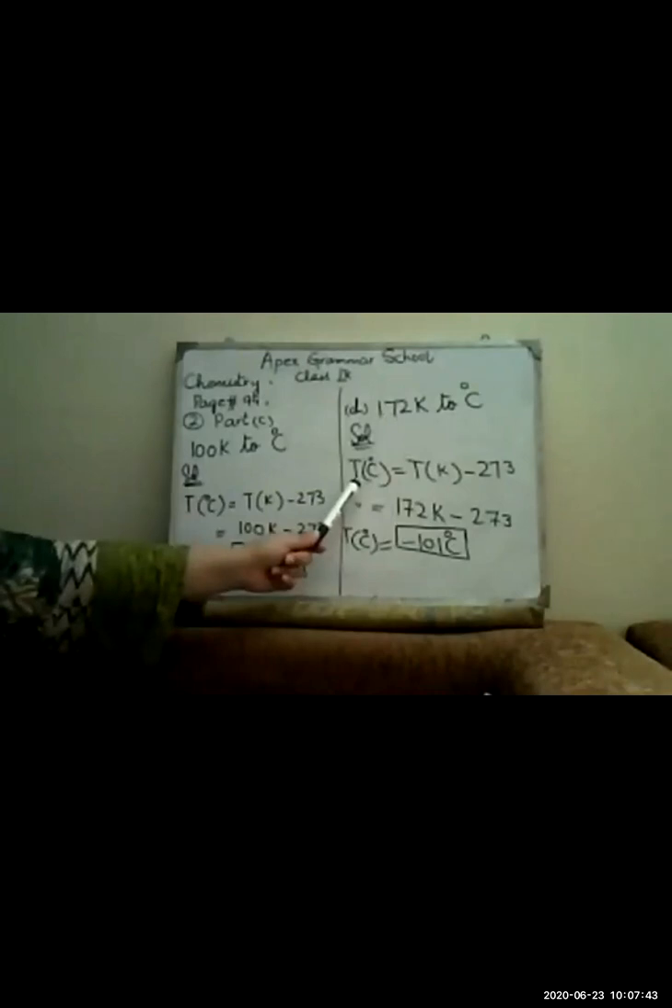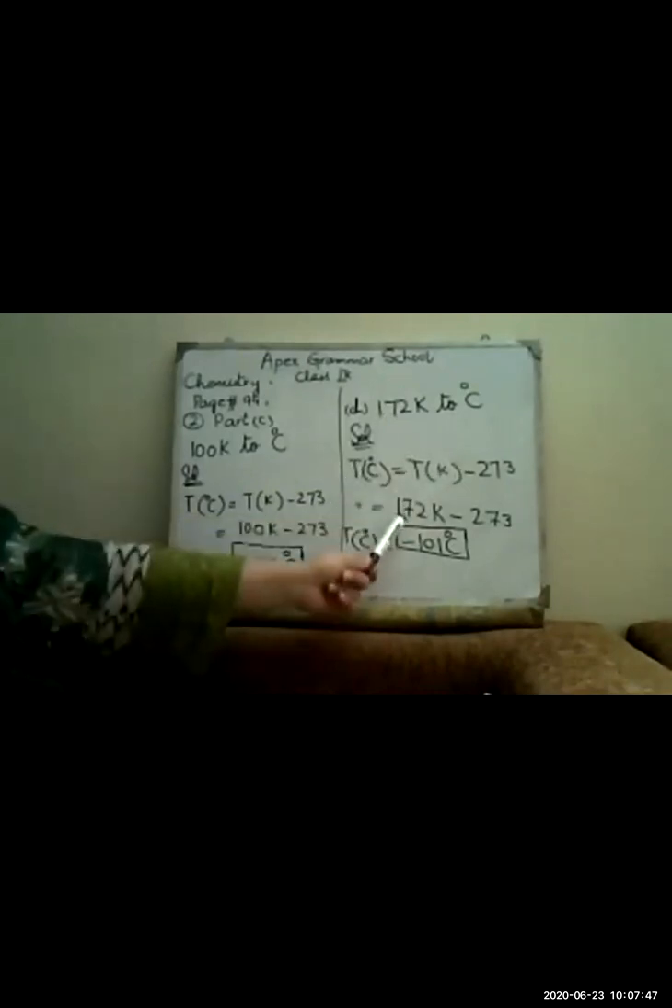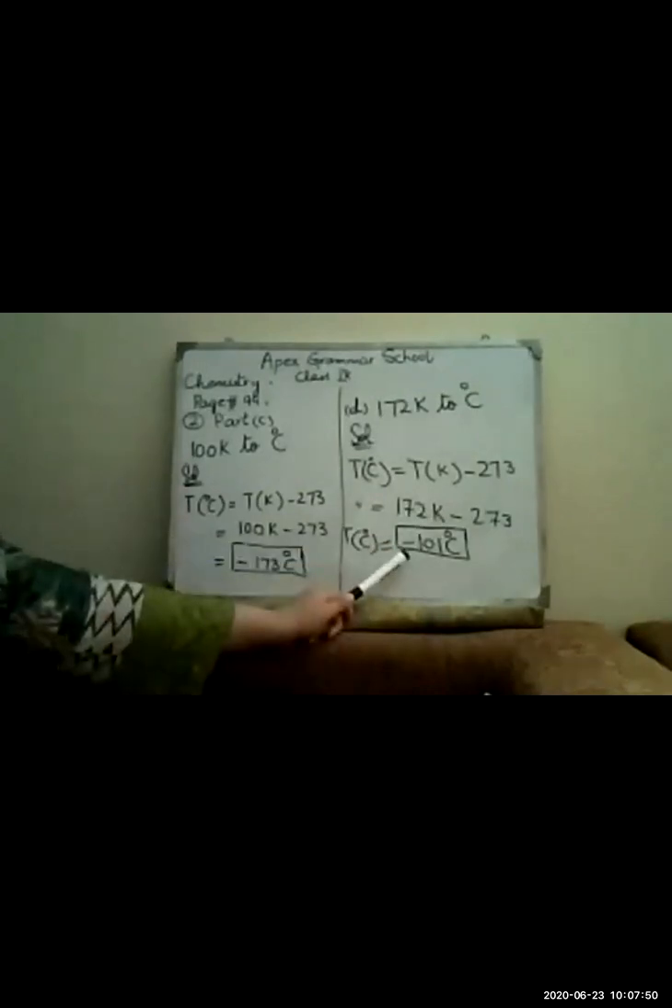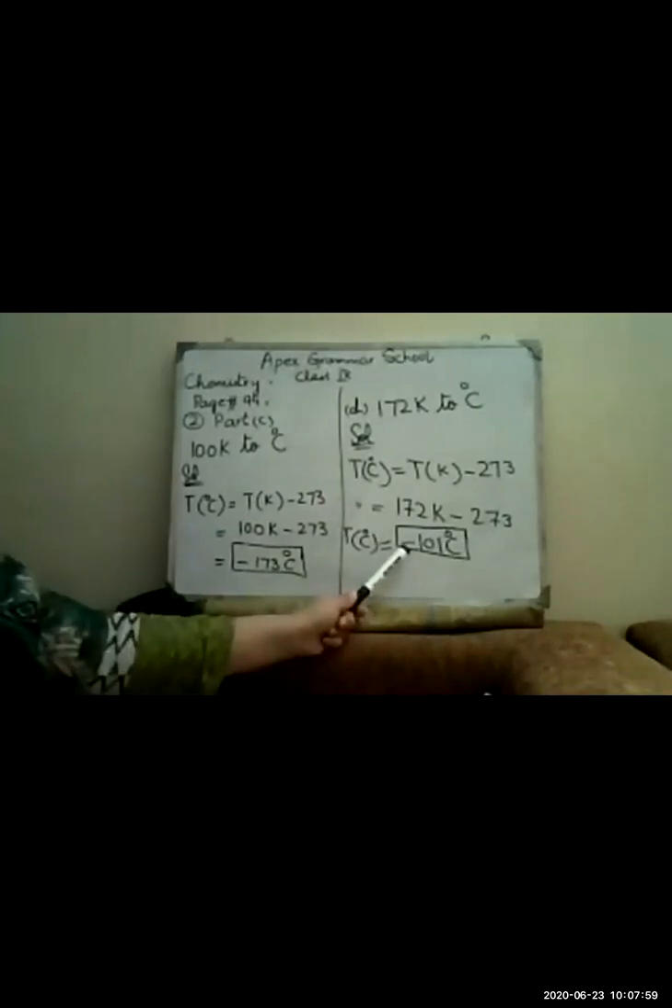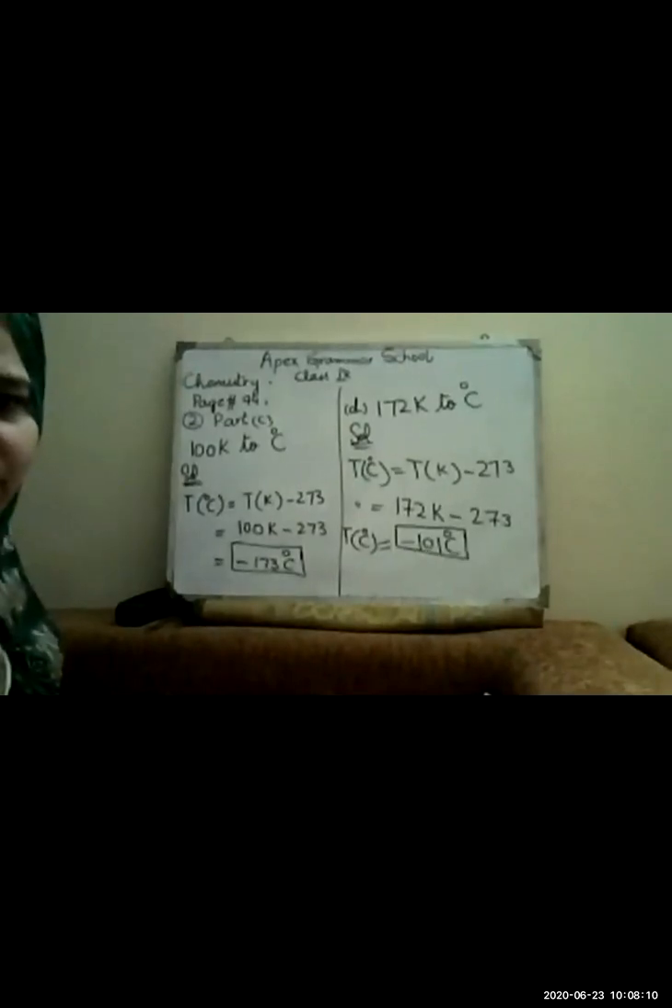Coming towards question B, that is 172 Kelvin to degree centigrade. The solution is over here. You have to write down first the formula, then put the values, and again the answer is in minus, minus 101, because 172 is quite less than 273. So the value which is bigger, the minus comes with it. That's why we are putting minus 101 degree centigrade. So this was the solution of numerical number 2, part C and D. If you have any question, you can ask me.